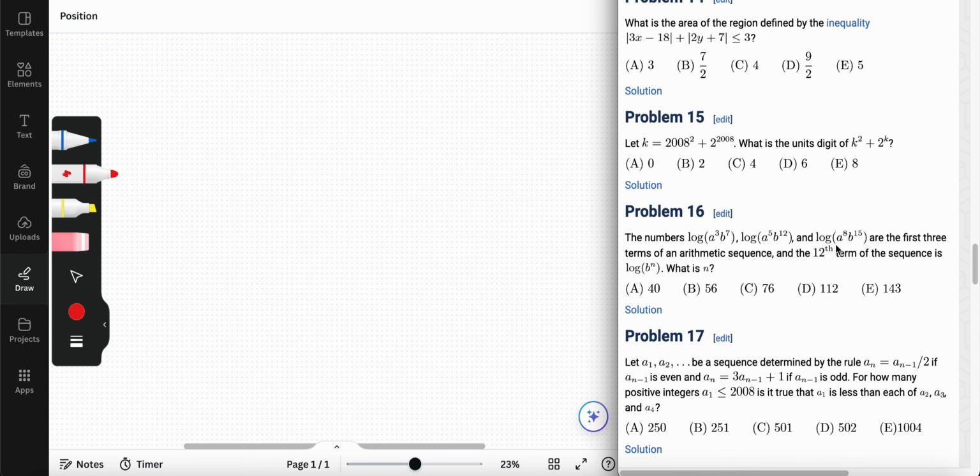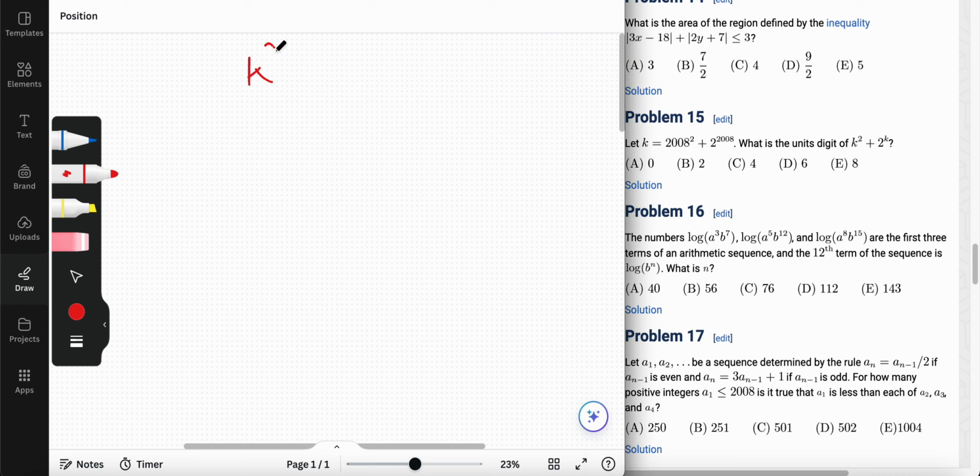Let k equal 2008 to the second power plus 2 to the 2008. What is the unit digit of k squared plus 2 to the k? Okay, this is pretty simple. So we have to think about 2 to the 2008 first.